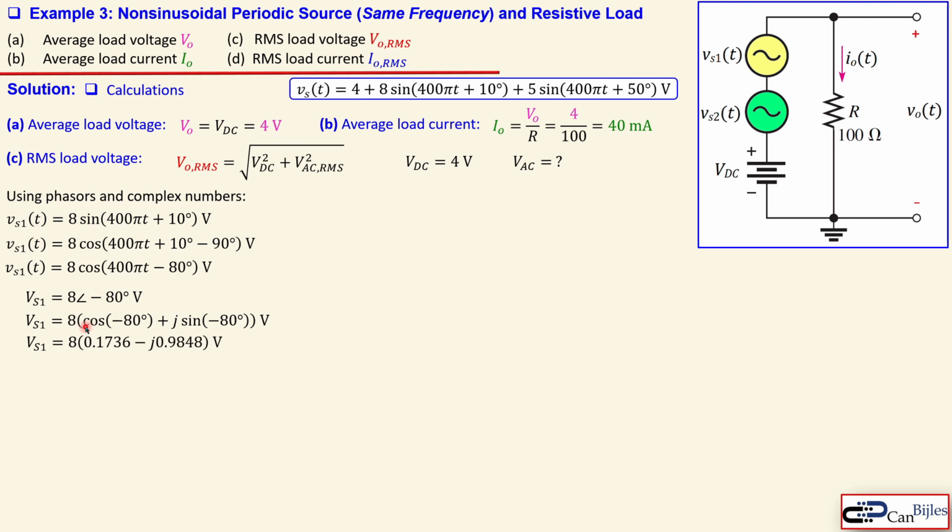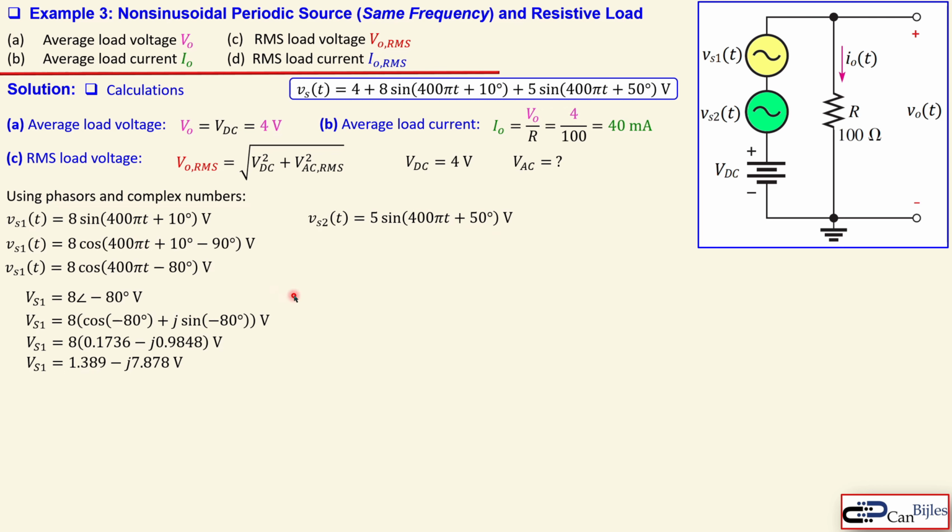And you can now calculate using your calculator what the cosine of minus 80 degrees is, that's just this one, and the sine of minus 80 degrees, that's this one approximately. And you also work out this parentheses, and you get this expression. In a similar form for the second part, we have here 5 sine 400 pi t plus 50 degrees, you see that here.